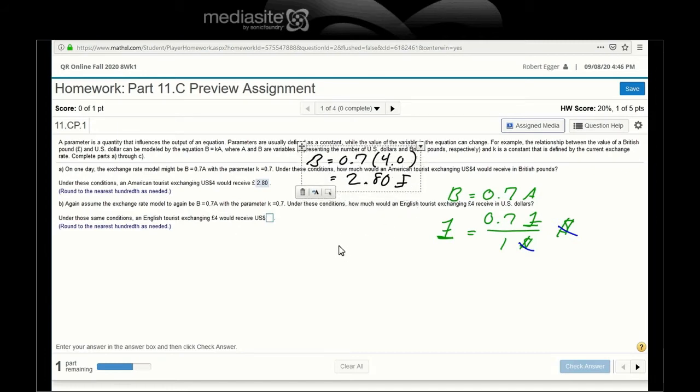Now let's see. Again, the exchange rate is still 0.7. On these conditions, how much would an English tourist exchange 4 pounds for in US dollars? So 4 pounds is how much American? So again, 4 pounds equals 0.7 American. So let's divide by 0.7 on both sides.